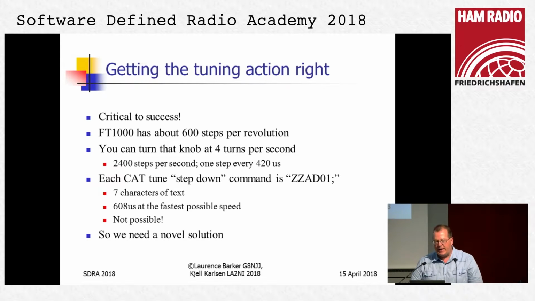But if I use these CAT commands, I would have to send, to step the frequency down by 1 step, 7 ASCII characters. So to step VFOA down by 1 step, you have to send ZZAD01 semicolon. Well, at the fastest rate I can send those, that takes about 600 microseconds. I'm getting tuning steps in from the knob at about 1 every 400 microseconds, and it can't keep up with that. So very quickly you would start to get a lag if you put all of those into a queue, and as soon as you've got a lag, when the knob stops moving, your frequency on your radio is still turning. So we needed a different solution.